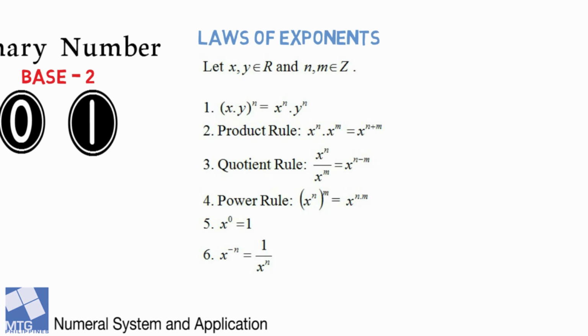Fourth, power rule. Let us say we are going to have x raised to n raised to m. This is simply equal to x raised to n times m. Fifth, any number raised to 0 except 0 is equal to 1. Sixth rule: x raised to a negative n is simply equal to 1 over x raised to n.